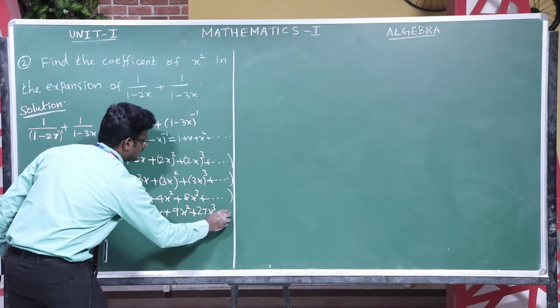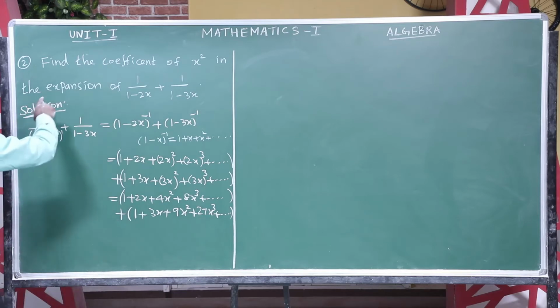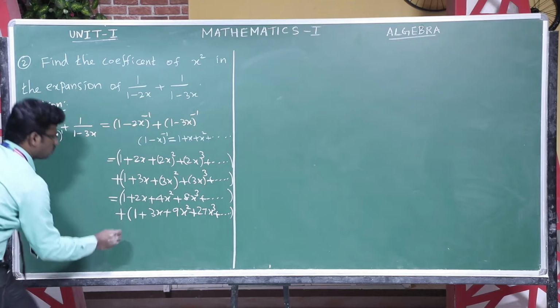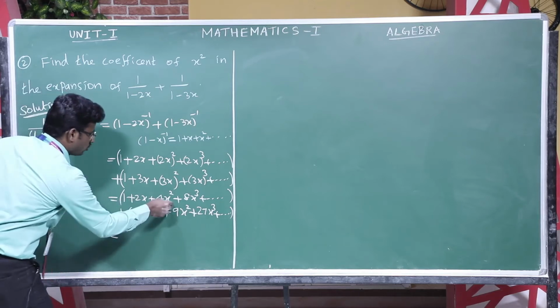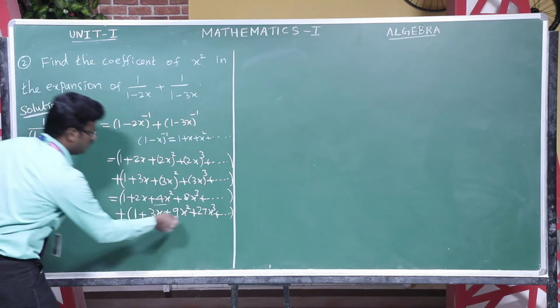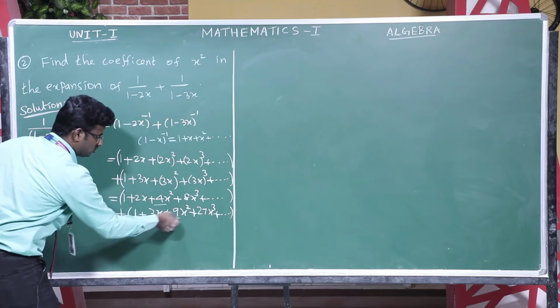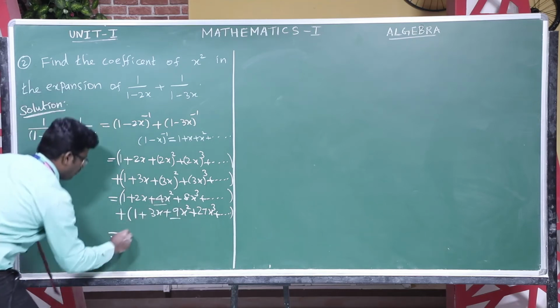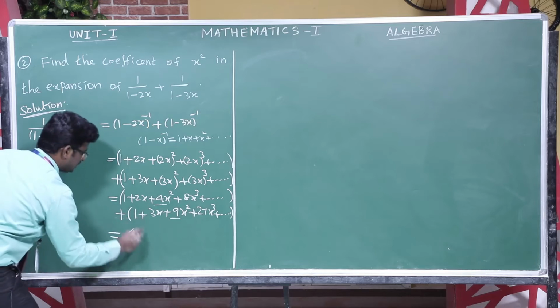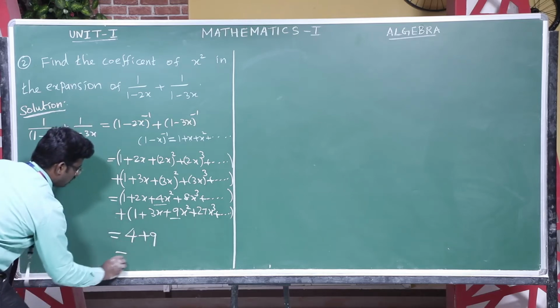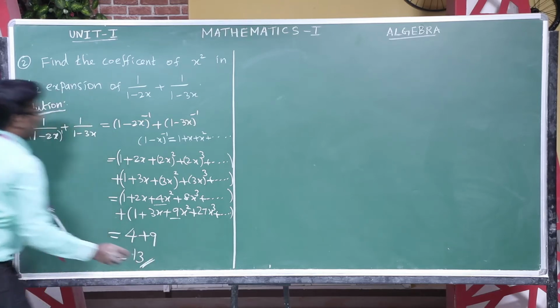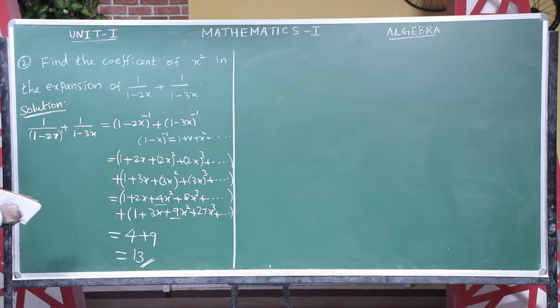Now we can find the coefficient of x square. Here the coefficient of x square is 4. In the second case, the coefficient of x square is 9. Therefore, 4 plus 9 is equal to 13. So the coefficient of x square in the expansion is 13.